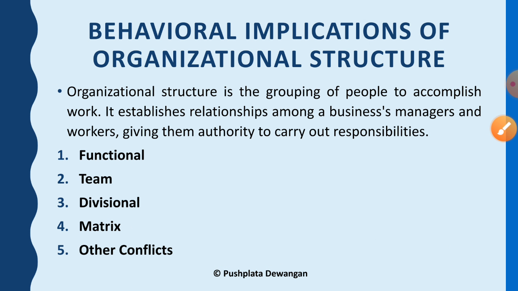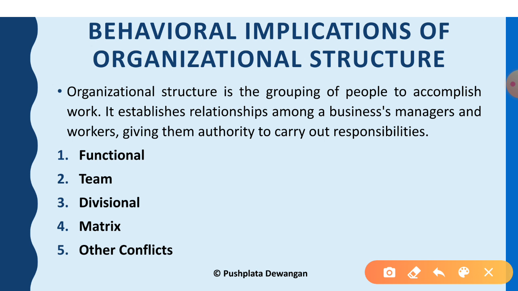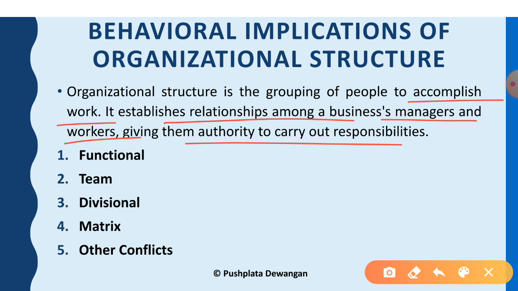Now, the next topic is behavior implications of organizational structure. The organizational structure is the grouping of people to accomplish the work. It establishes the relationship among the business managers and the workers, giving them the authority to carry out their responsibility. Different kinds of basic configurations may exist, and the organizational structure will shape the employees' behavior, which will help small business owners choose the one that produces the best work culture for accomplishing their strategic role. The first behavior implication is the functional structure.